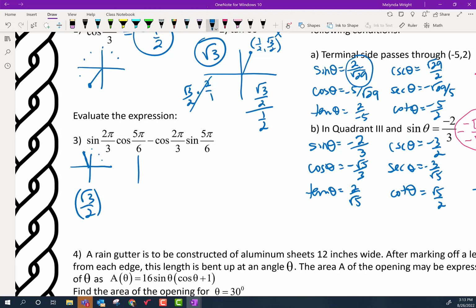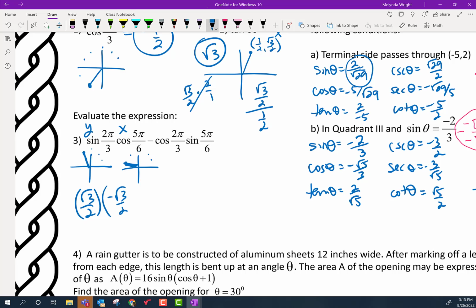Okay, cosine, 5 pi over 6, 1, 2, 3, 4, 5. It's long down here. So it's long along the x-axis. Sine is y, cosine is x. So it's long along the x-axis, so that's root 3 over 2. Is cosine or x positive or negative in the second quadrant?